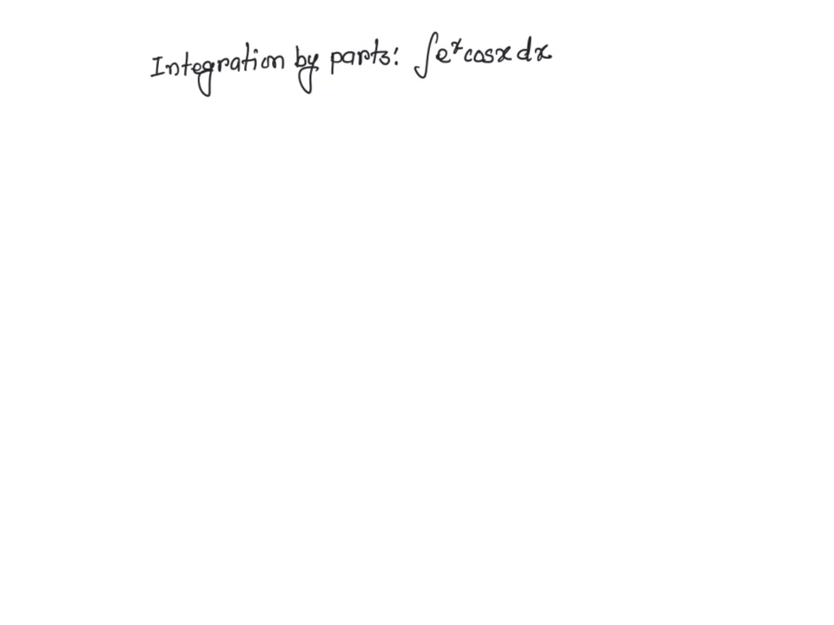In this video, I'm going to give you an integration by parts example. The integral is e to the power x cosine of x dx. As you know, the integration by parts formula, which is integral u dv, is equal to uv minus integral v du. Now the substitution that I'm going to make here is u is equal to cosine of x, and that leaves me with dv is equal to e to the power x times dx.